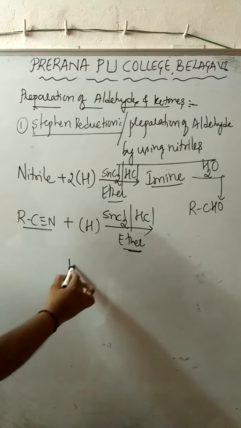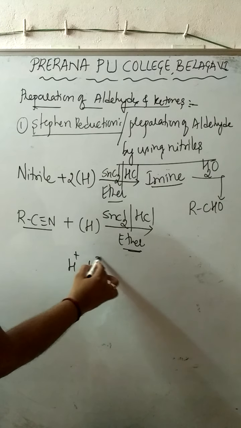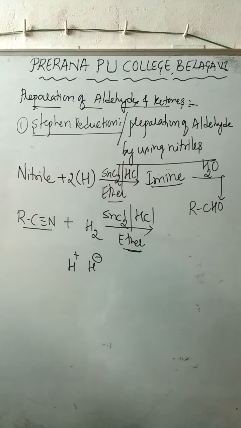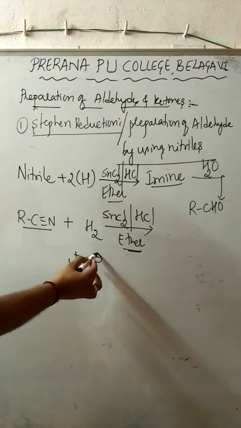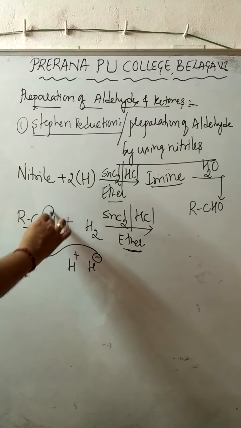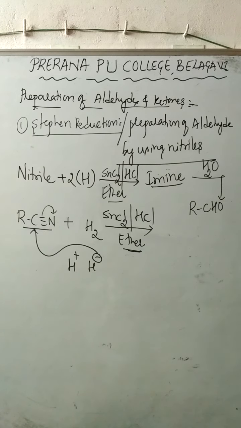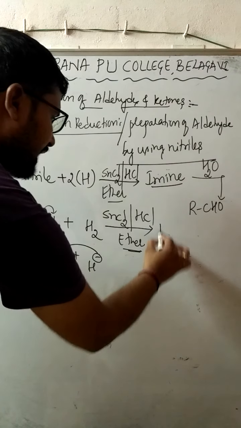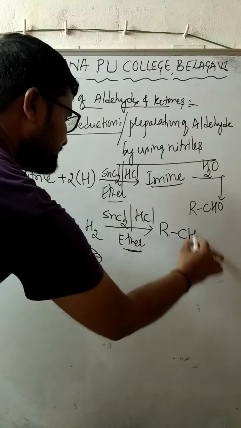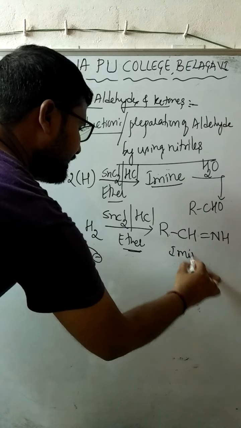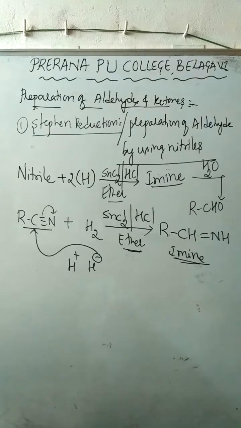When I subject this to reduction, it ionizes as H plus as well as H minus, so that the hydride ion attacks the carbon. Migration of electrons takes place onto nitrogen, so nitrogen becomes negative. The negatively charged nitrogen will take away the proton, so that I can write it as what? RCH double bond NH. This intermediate is called imine intermediate.